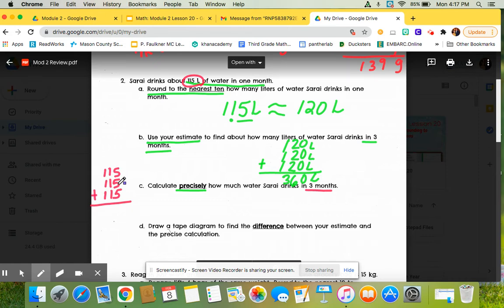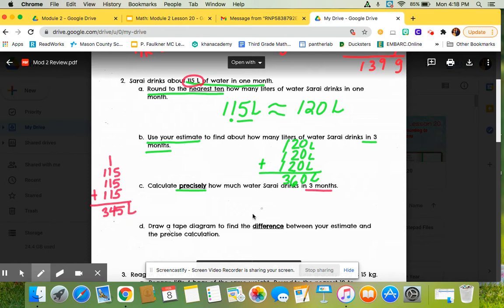So we have 5, 10, 15, put a 5, carry a 1. If you put it down here, that's fine. 1, 2, 3, 4, and 1, 2, 3. So we have 345 liters is how much she drinks in the 3 months.